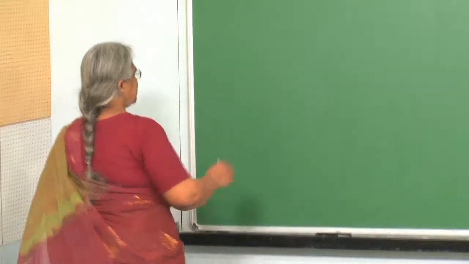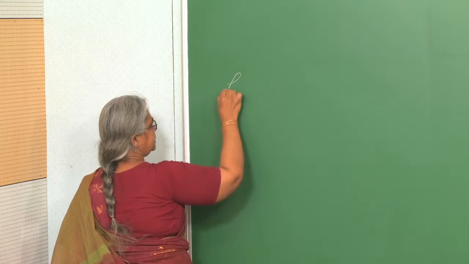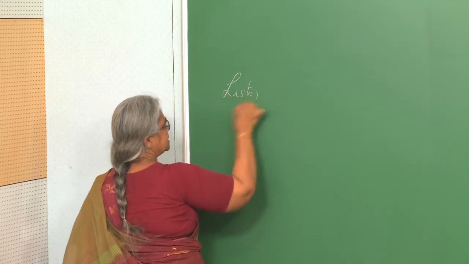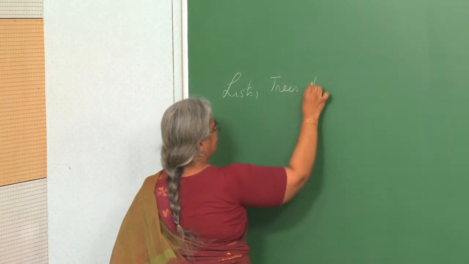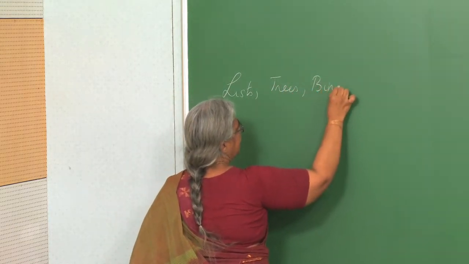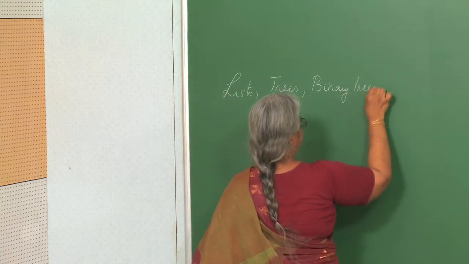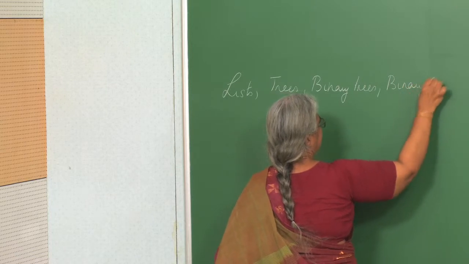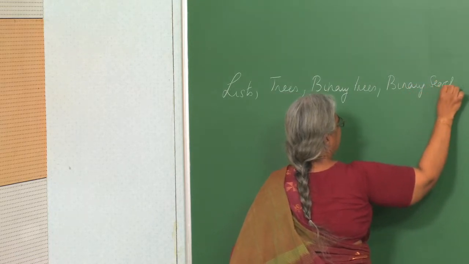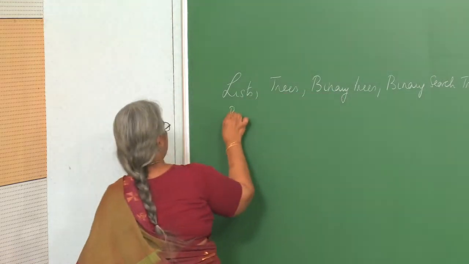So, the last few lectures we learnt about different types of data structures. We talked about lists, then we talked about trees, then we did specifically binary trees, binary search trees, and priority queues. This is what we had studied.